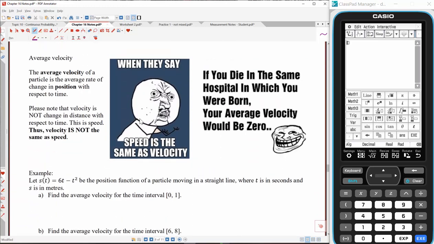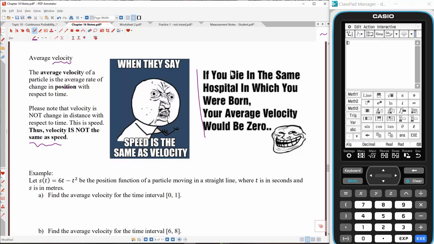All right, average velocity. It's important to understand that velocity is not speed. Very important. The average velocity of a particle is the average rate of change in position with respect to time. That's by definition. Now, it's position, not distance. Please note that velocity is not change in distance with respect to time. That is speed. So velocity is not the same as speed. And this sums it up.